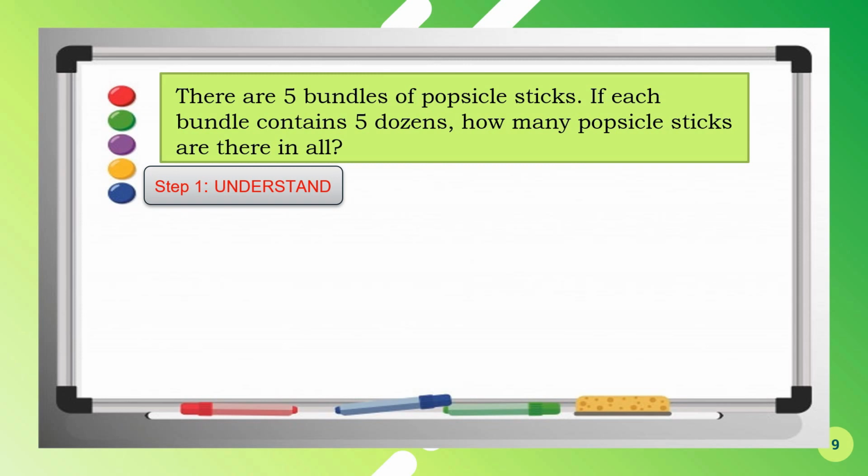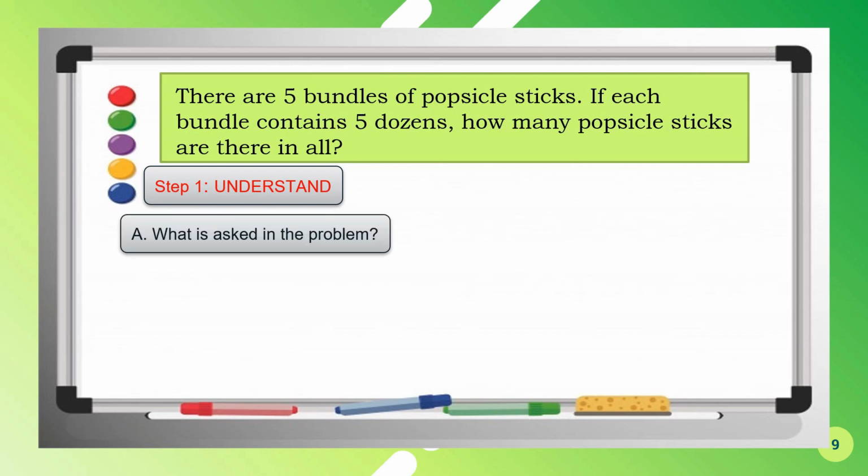Let's have another example. There are 5 bundles of popsicle sticks. Each bundle contains 5 dozens. How many popsicle sticks are there in all? To solve this, we must follow the steps in solving word problems. So step 1 is understand. We need to identify what is asked in the problem. So we can write how many popsicle sticks are there in all, or the total number of popsicle sticks.